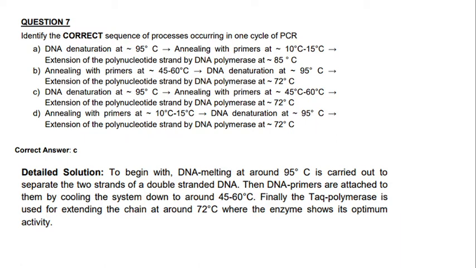So to begin with, DNA melting at around 95 degrees centigrade is carried out to separate the two strands of double strand DNA. Then DNA primers are attached by cooling the system down to 45 to 60 degrees. Then finally the Taq polymerase is used for extending the chain at around 72, because this Taq polymerase has optimum catalytic efficiency at 72 degrees. Okay, so option C is correct.